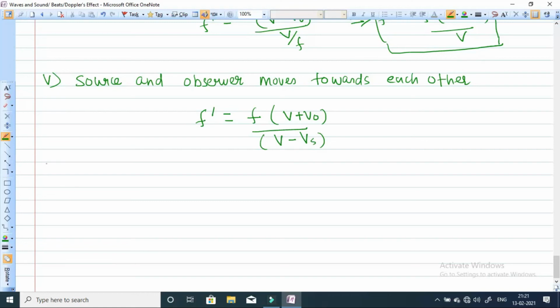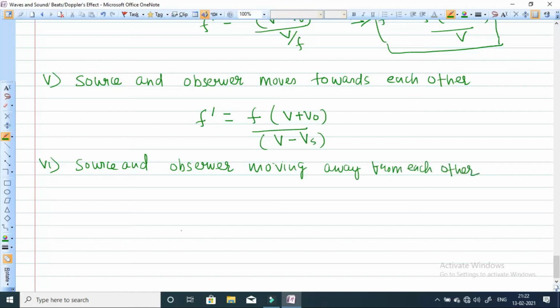Now if source and observer are moving away from each other, then the apparent frequency f dash will be equal to f into v minus v naught divided by v plus vs.